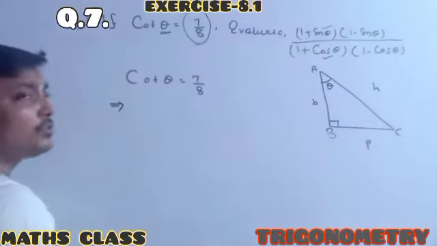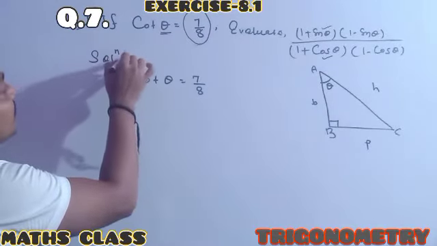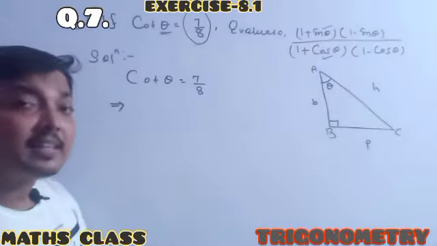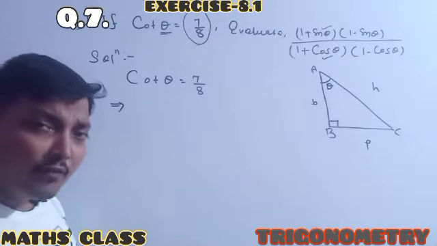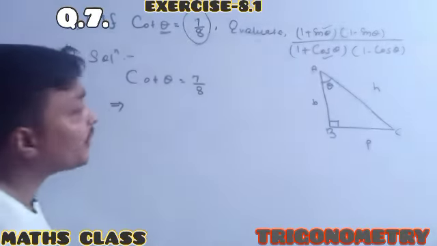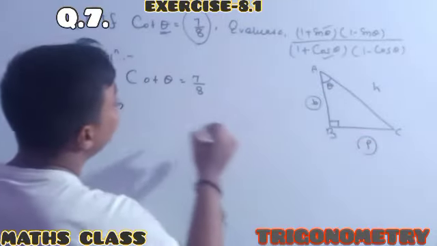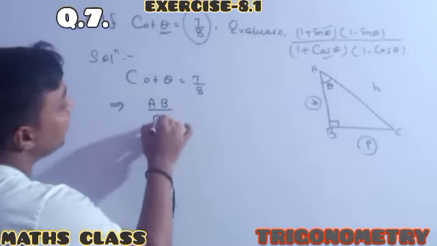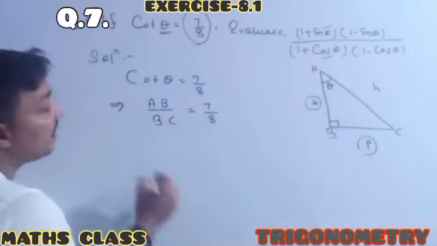And everyone knows cot theta means B divided by P. It is the reciprocal of tan, and tan is the ratio of P by B. So cot will be its reciprocal, it means it will be B divided by P. So B means it is our AB, P means it is our BC, it is our 7 divided by 8.